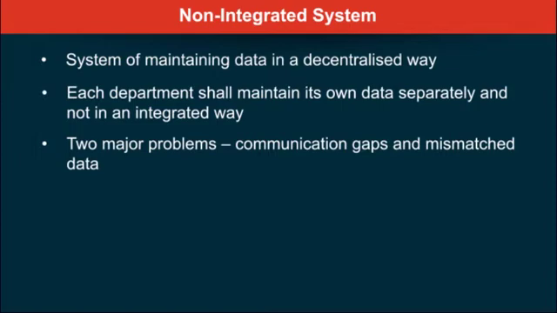An example is the HR department, which has the data of employees. What about the payroll department? They also have a list of employees. So if there is a change in the HR department's data, and it is not given in time to the payroll department, then there will be a communication gap and mismatched data.